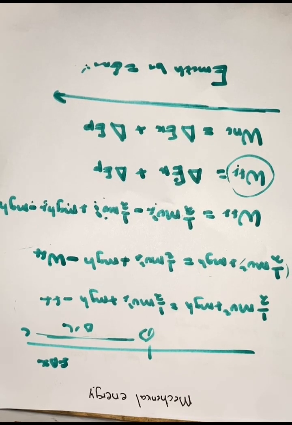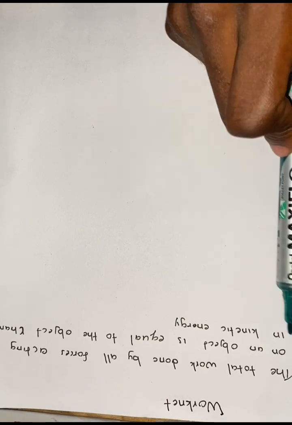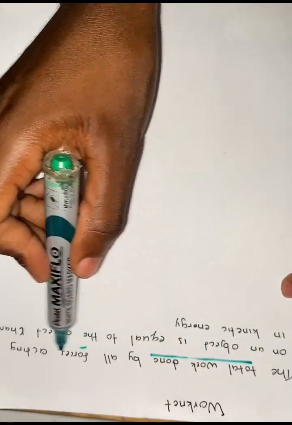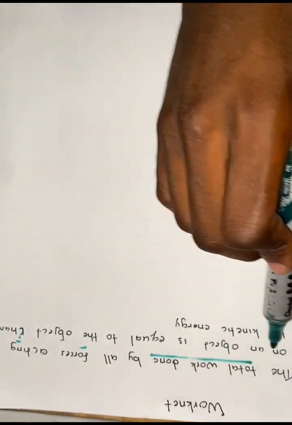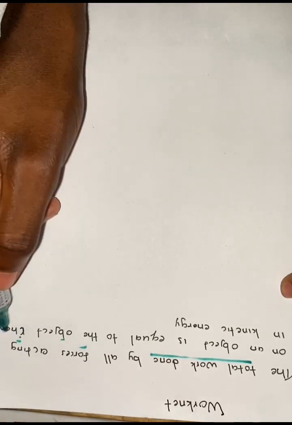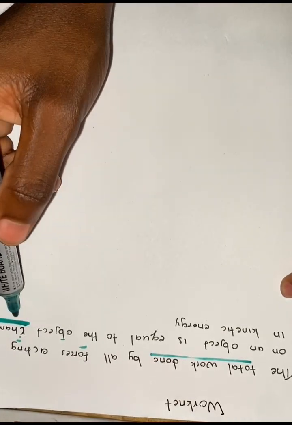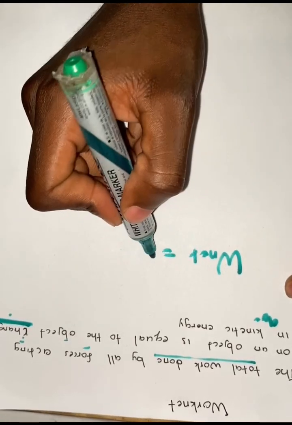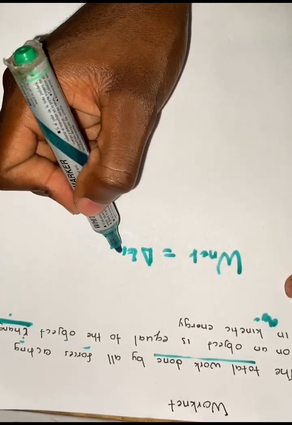Let's move forward. We also have something that we call work net. Work net is the total work done by all forces acting on the object. It says that the total work done by all forces acting on the object is equal to the change in the object's kinetic energy. By formula, work net is equal to change in EK.